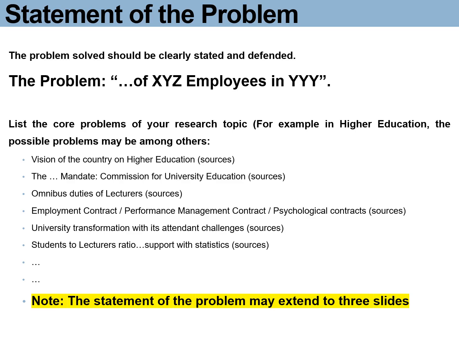You have published maybe 2 or 3 papers in the course of your PhD program, and now this is the defense where you are going to defend what you have done. How did you do it, and this and that. So the problem maybe is the issue of this and that over this and that, influencing this or that, whatever your topic, you state it there, and then you list the core problems of your research topic.